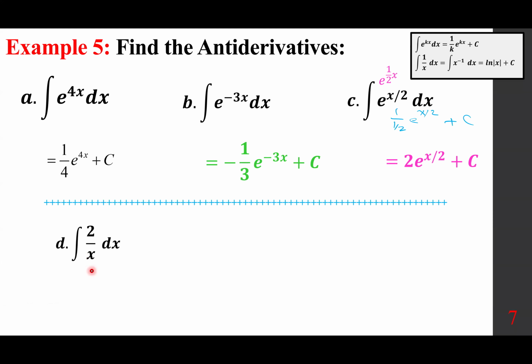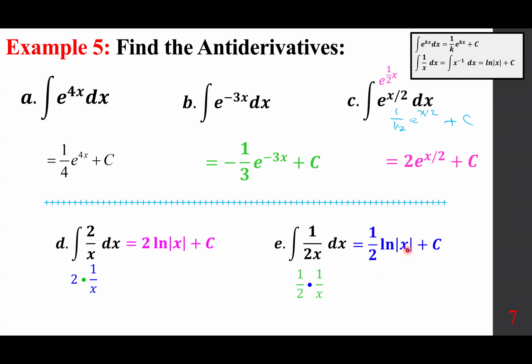Now, if you see what you're dealing with, more power to you, but if you don't, I highly recommend you rewrite it as 2 times 1 over x, because you know the integral of 1 over x dx, or x to the power minus 1 dx, is natural log. So 2 times ln of absolute value of x plus a constant. Same thing here. Let's rewrite it as 1/2 times 1 over x. So again, this piece is a natural log. 1/2 remains. So 1/2 ln of absolute value of x plus a constant.